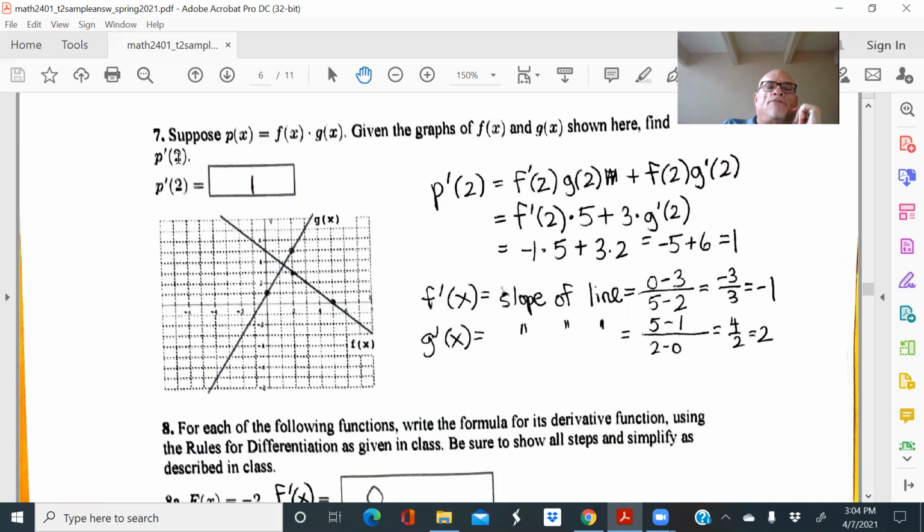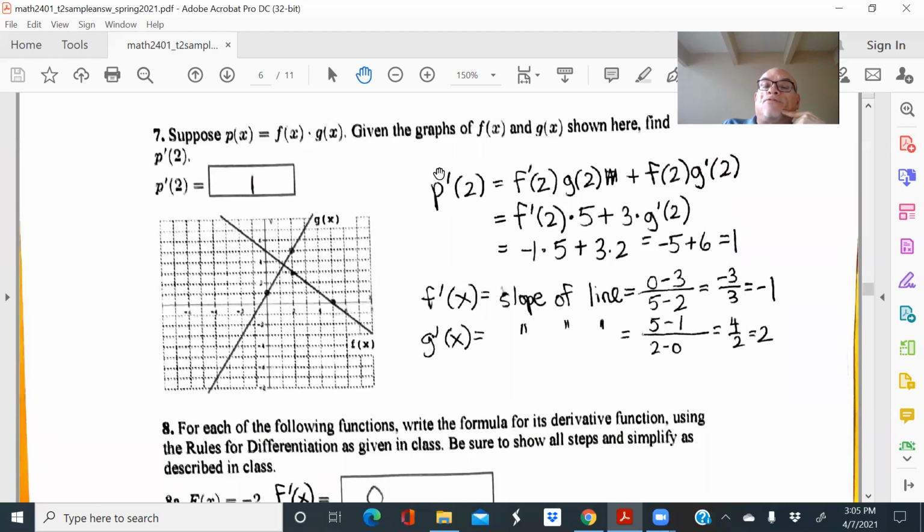So that seems like a really unfair question, right? How do I figure out what p prime of 2 is? I don't even have a formula or a graph for p, right? Okay, so how can I figure out what p prime of 2 is? I don't really have much to go on, but we do have a little bit to go on because we know that p is the product of these two functions f and g.